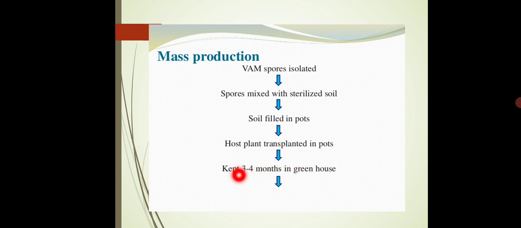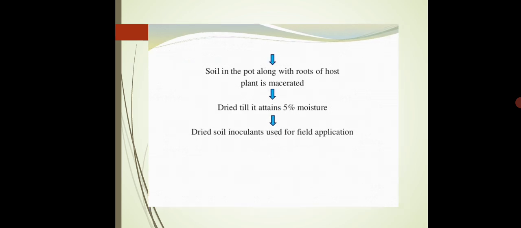We kept that pot 3 to 4 months in the greenhouse. After 3 to 4 months, this soil plus root is soaked in the liquid. ये step क्या है? Soil in the pot along with the roots of the host plant is macerated. So what is meaning of macerated? Here it is a technique in which we soak any substance in the liquid, softened by soaking in the liquid, that is known as the macerated.